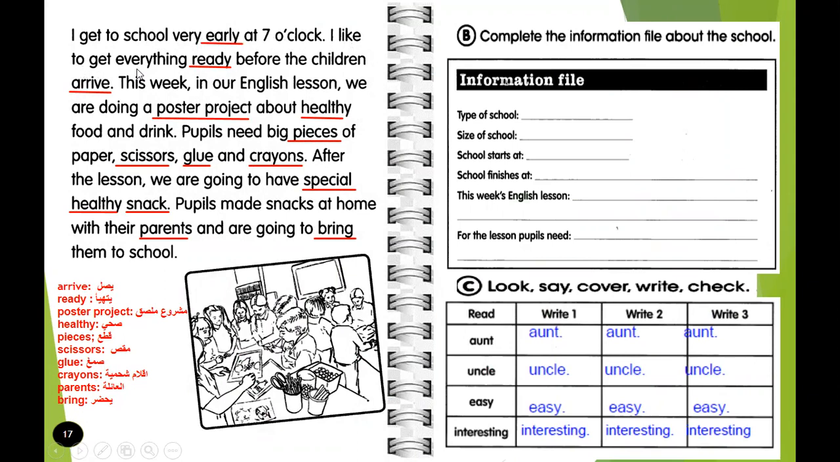I like to get everything ready. أنا أحب أن to get everything ready, يعني أن أجهز كل شيء. ready يعني يهيئ أو يجهز. إذا أنا أحب أن أهيئ كل شيء before the children arrive, قبل أن يصل الأطفال. إذا عندي هذا الـ verb arrive بمعنى يصل. Arrive, it means يصل. إذا he said, I like to get everything ready. أحب أن أجهز كل شيء before, قبل, before is opposite of after, the children arrive, قبل وصول الأطفال.